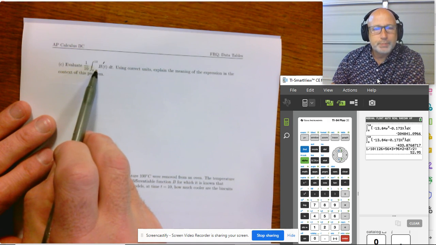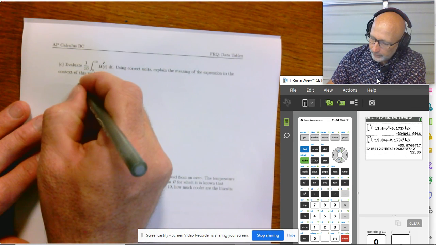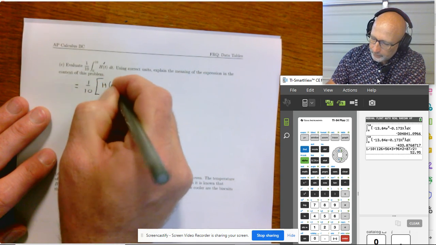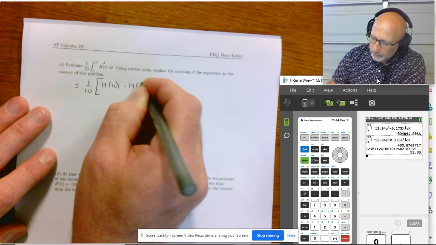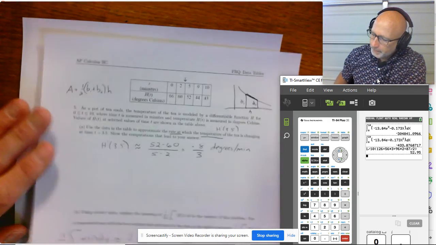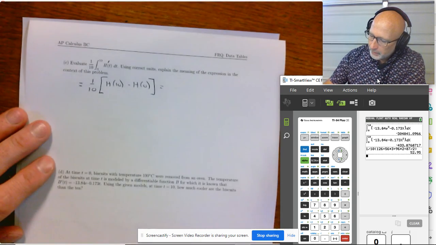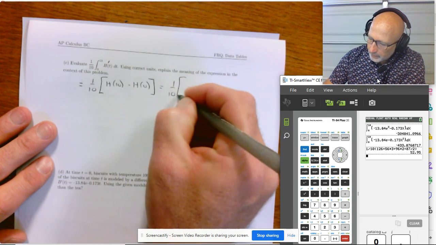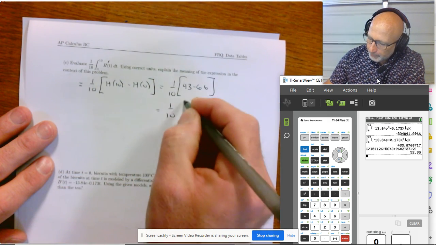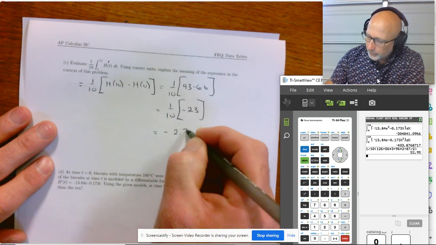Now, you don't have a formula for h prime of t, but you do have the first fundamental theorem of calculus. So by the first fundamental theorem of calculus, you know that this is equal to 1/10 times h of 10 minus h of 0. And I just have to figure out what those are equal to. So h of 10 is 43, h of 0 is 66. So this is going to be 1/10 times 43 minus 66, and this is 1/10 times negative 23. So this is negative 2.3.